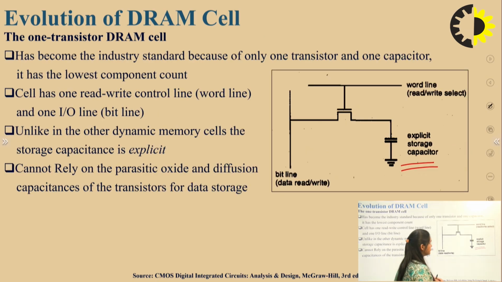So the previous ones are the inherent capacitors, like transistor capacitors. Here we have externally connected a capacitor to the circuit. By using this additional capacitor we can implement the DRAM cell using a single transistor, and this is very popular in the industry because of 1 transistor and 1 capacitor. It has a lower transistor count, so less power dissipation, and it is also fast, because speed should be very high.